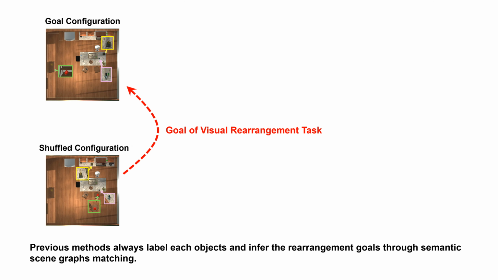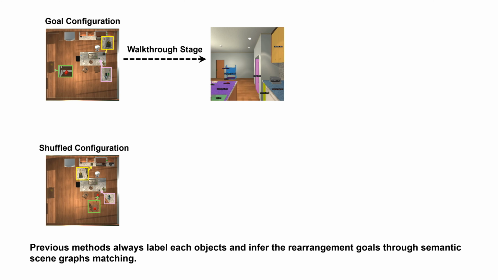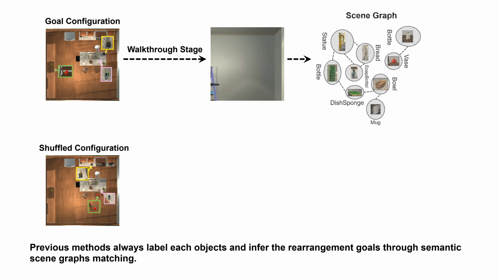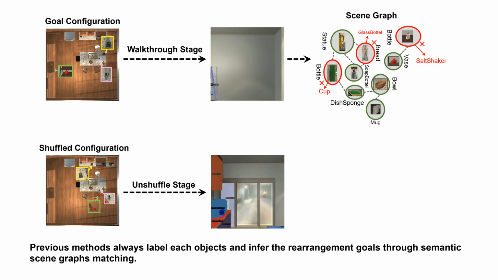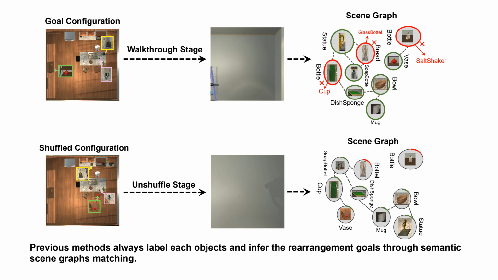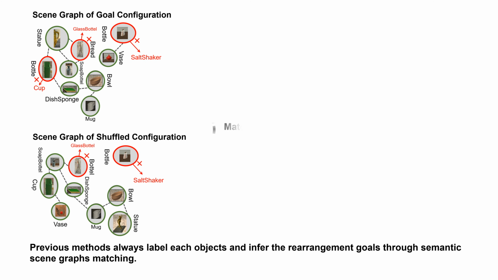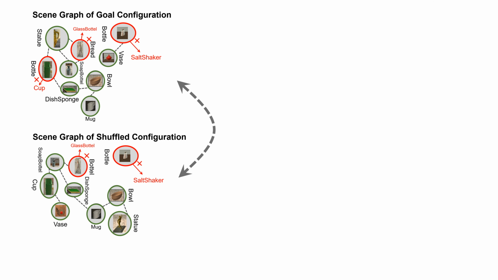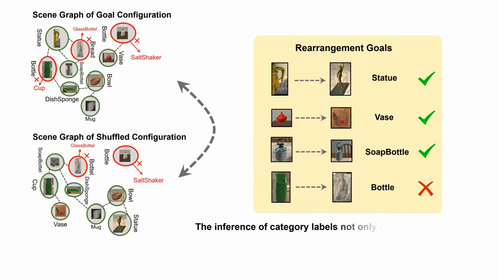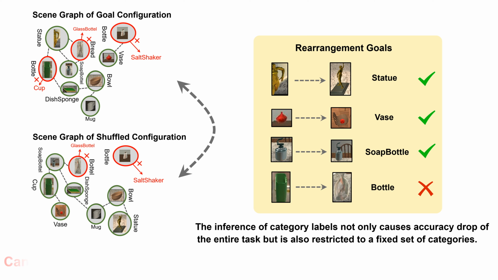Previous methods usually follow a similar architecture, using a pre-trained detector to assign category labels to each object and infer the rearrangement goals through matching the semantic scene graphs of both the goal and shuffled configuration. However, the inference of category labels not only causes the accuracy drop of the entire task, but also limits the application in real-world scenarios. In this case, our motivation is to identify all scene changes in the room and restore them, regardless of any category.